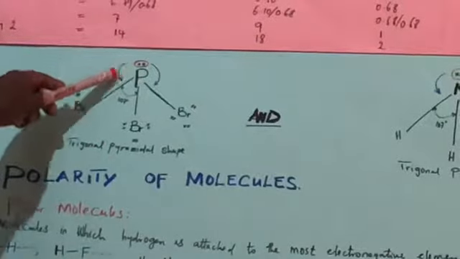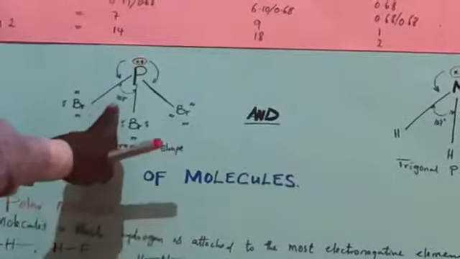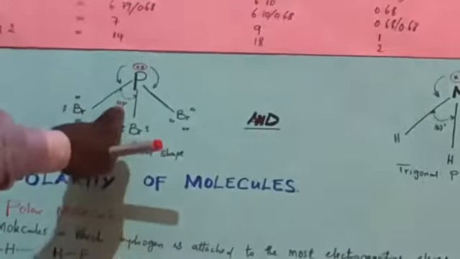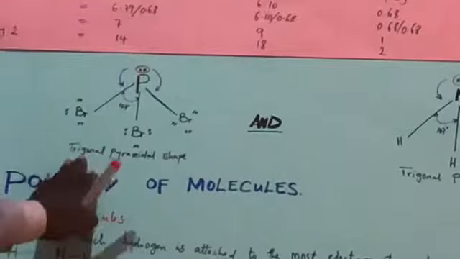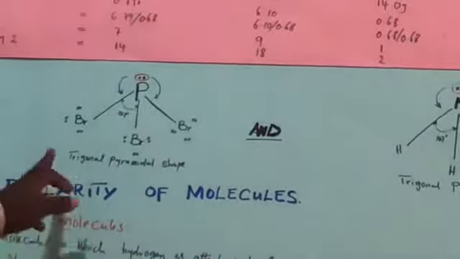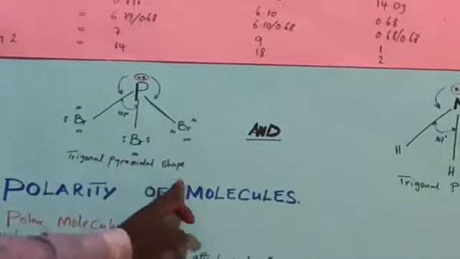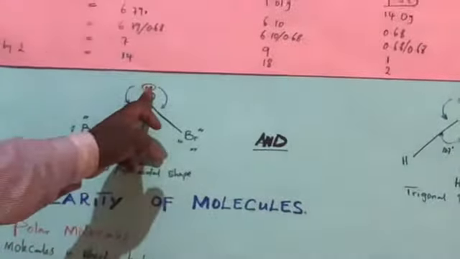These forces are pulling from this lone pair of electrons, making the angle smaller, and they give this angle 107 degrees, which gives it a pyramidal shape. Now the structure becomes a trigonal pyramidal shape. It's like a pyramid because of the influence of the lone pair of electrons.